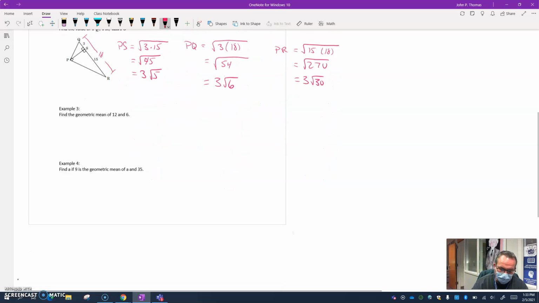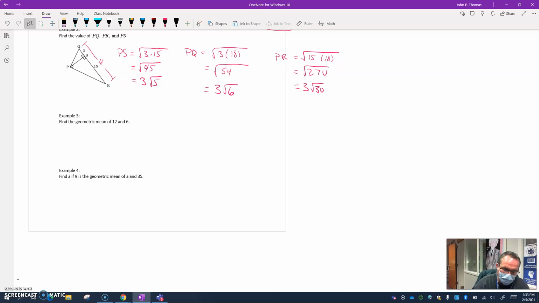Now the next one asks me for the geometric mean of 12 and 6. So the geometric mean equals the square root of the product. If I do that, I've got 12 times 6. That's going to be 72 inside a square root. But 72, if I do a prime factorization, I'm going to get down to 6 root 2. So the geometric mean of 12 and 6 is 6 root 2.